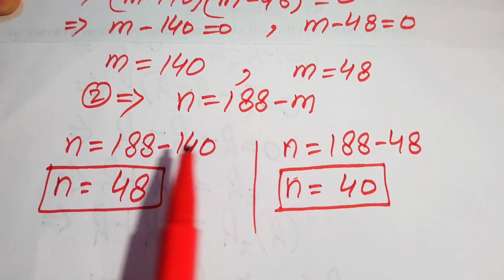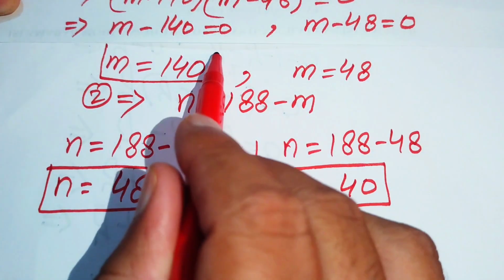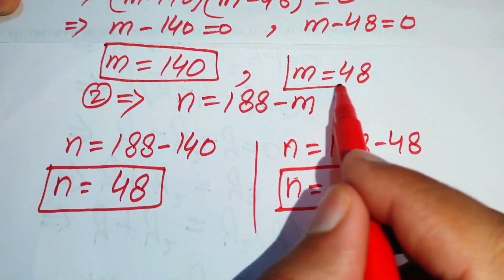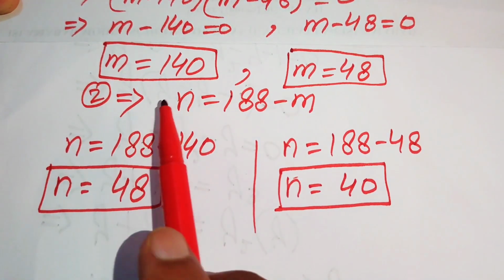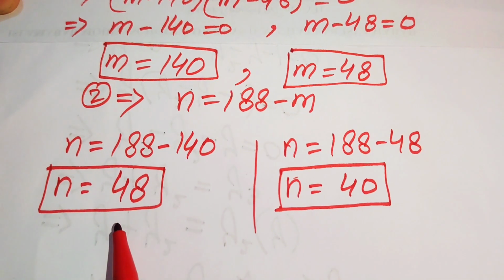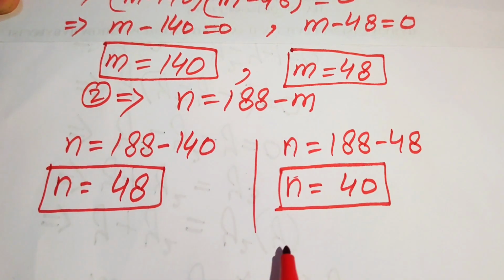So here the first target of this question is achieved, and we have found the values of m and n. When m is 140, you get n is 48, and when m is 48, you get n is 140.